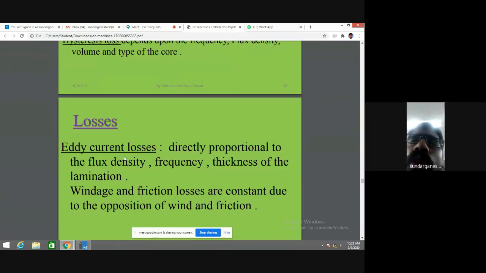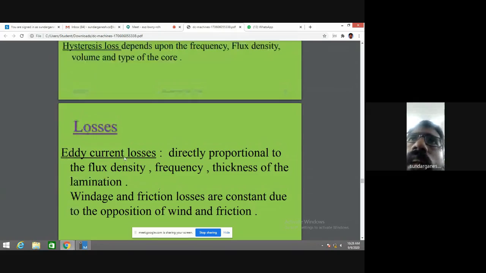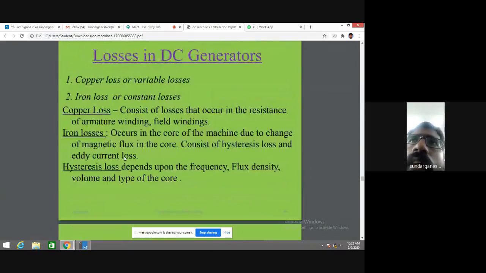Generally, there are four fixed, constant losses: hysteresis losses, eddy current losses, friction losses, and windage losses. These are constant. The variable losses are copper losses, which occur in the resistance of the armature winding and field winding. These are the losses in DC generators.